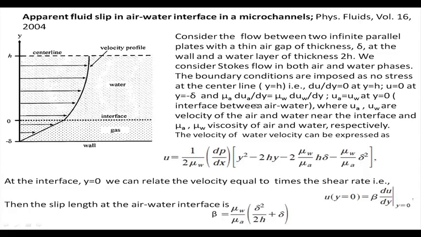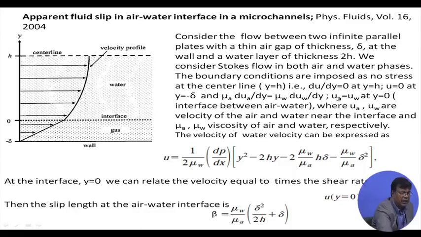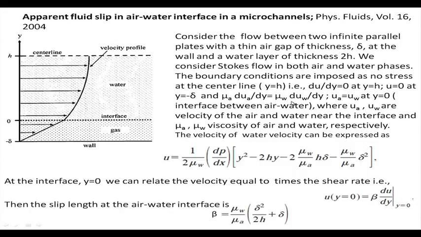We impose the boundary conditions in this way. At the center line you have no shear, that is du/dy equals 0 at the center line because of symmetry. At the solid gas interface you have the velocity to be 0. On the interface between water and gas we have continuity of the shear stress and the velocity continuity. Mu A and mu W are the viscosities of the air and water.